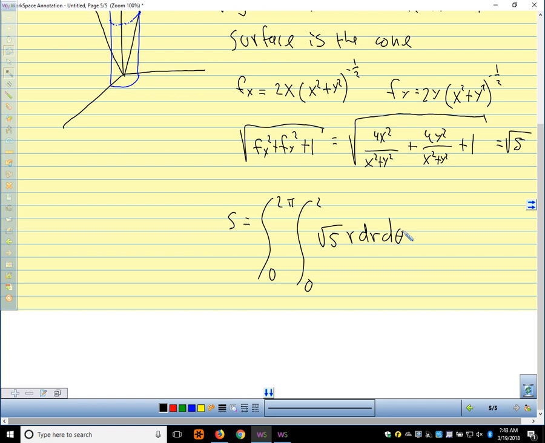So what do we get? 2 pi square root of 5 times 4, 2 squared over 2, 4, 2. So we get 4 pi square root 5.